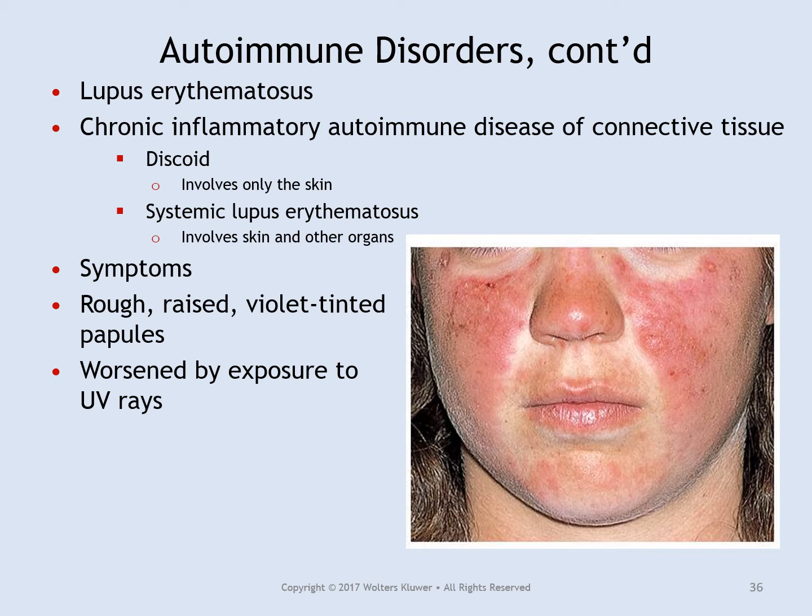Lupus can affect either the skin or it can be systemic. Discoid lupus affects just the skin. Systemic lupus, which I think is more common, affects the whole body. Systemic just refers to the whole body. Lupus is an autoimmune disease of connective tissue, and you find connective tissue all over everywhere, your skin, your organs. So there's not a lot that isn't affected by lupus.